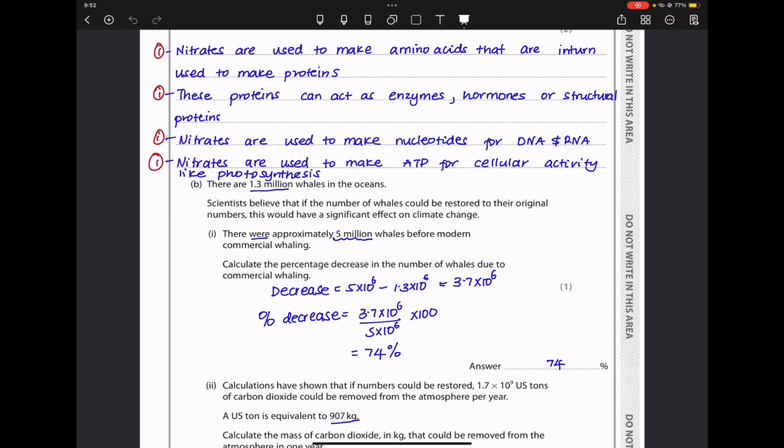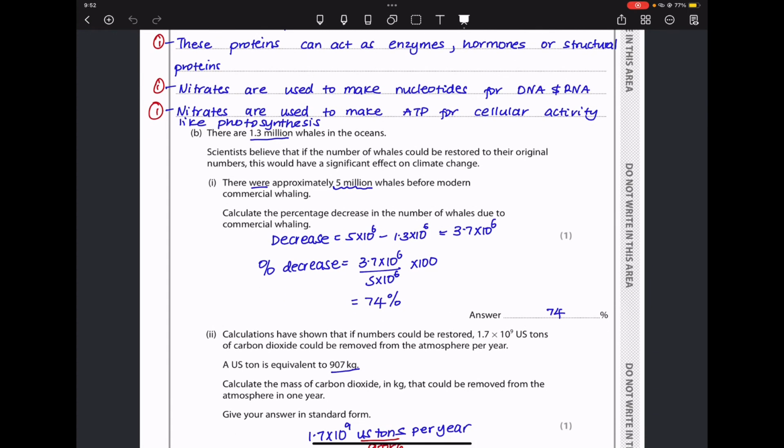In part B, there are 1.3 million whales in the ocean. Scientists believe that if the number of whales could be restored to their original numbers, this would have a significant effect on climate change. There were approximately 5 million whales before modern commercial whaling. Calculate the percentage decrease in the number of whales due to commercial whaling.